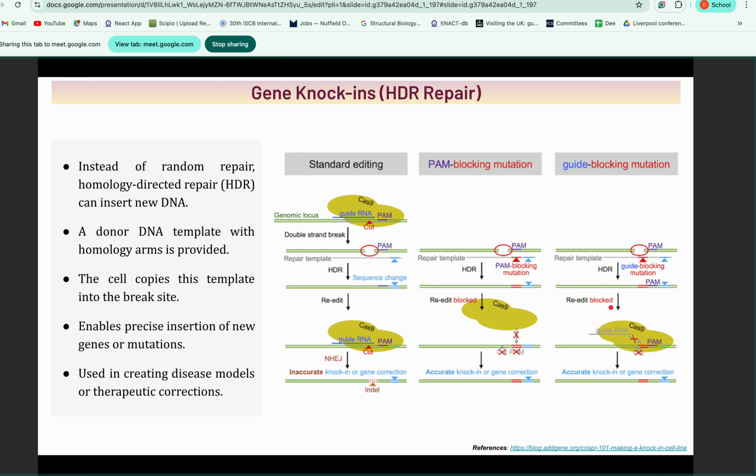So here also re-editing is blocked. So in this way, there is accurate knock-in or gene correction. That means my gene is accurately incorporated into the DNA. But in this case, if my PAM is still available, then there are chances that Cas9 can again come and make the cleavage. So in that case, there will be inaccurate knock-in. So to avoid such conditions, when we are editing our genome, we make sure that either the PAM is blocked or the guide sequence is blocked by mutating them.